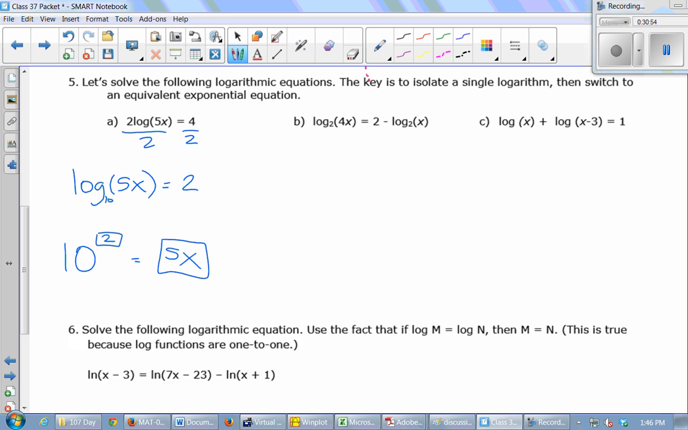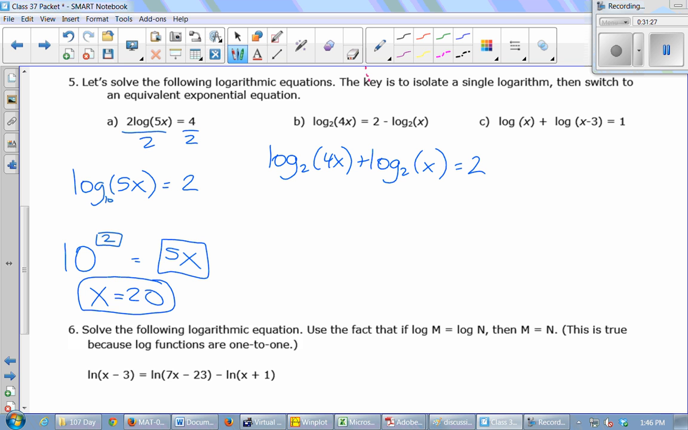So if 100 equals 5x, what does x equal? 20. Okay, let's look at B. I want to isolate my logarithm, right? But I have two of them. So let's at least collect them both on one side. So I'm going to have log base 2 of 4x plus log base 2 of x equals 2.